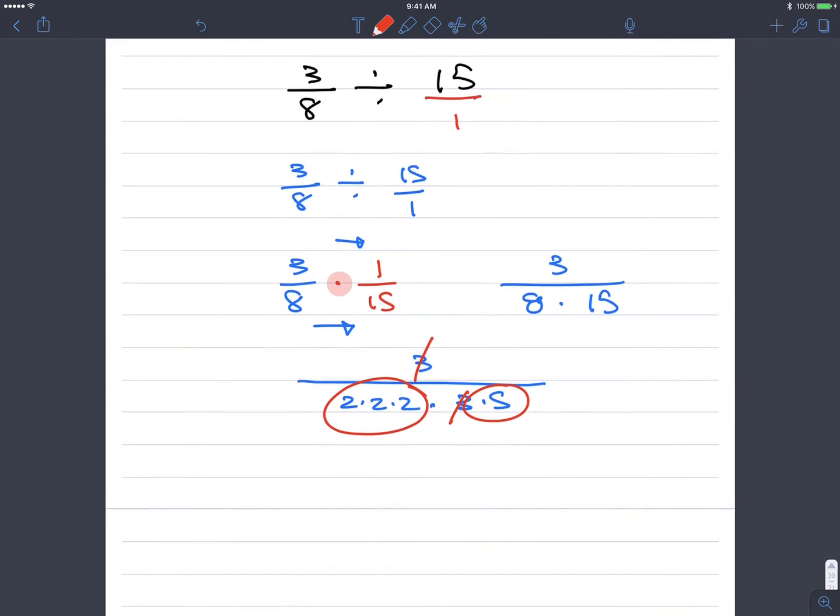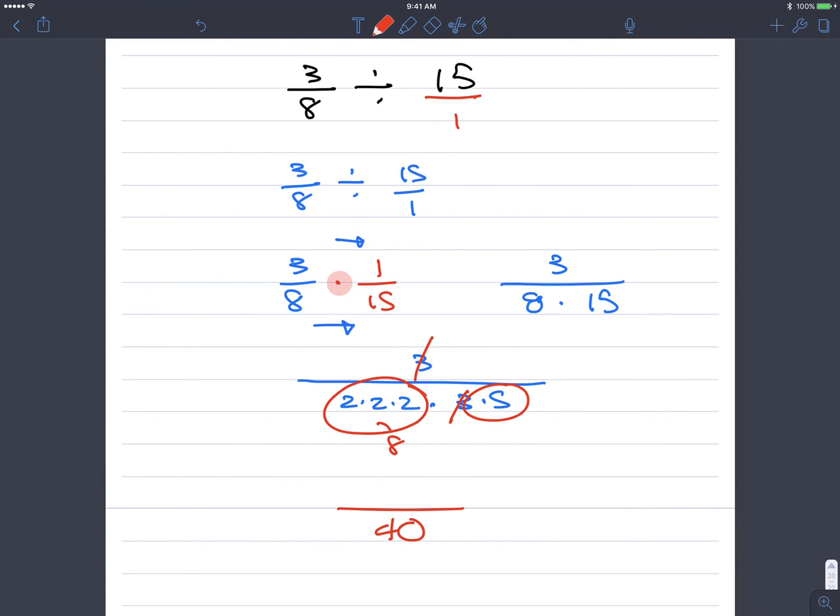So in the denominator, notice we only have 2's left. 2 times 2 times 2, which is really 8. And then 8 times 5 is 40. So in the bottom, in the denominator, we have 40. Let's write that a little nicer. The numerator, everything's gone. So just put a nice 1 there. Final answer is 1 over 40.